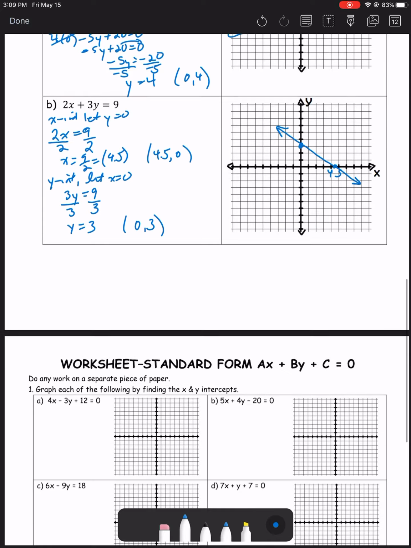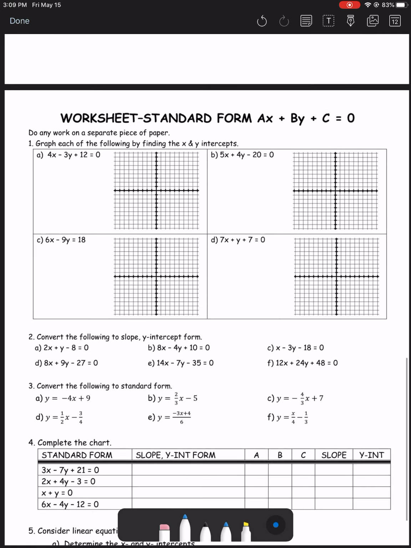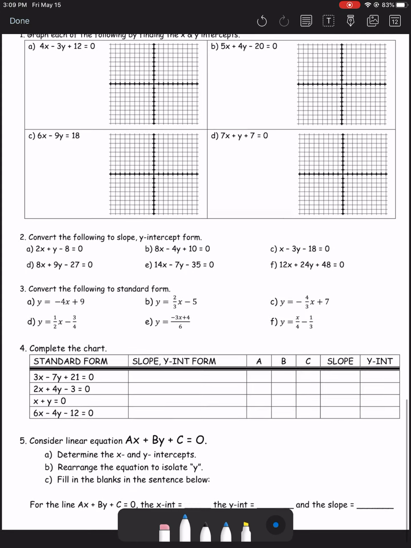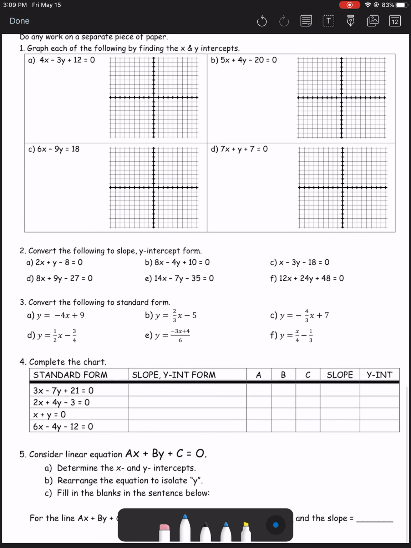The rest of this is a worksheet for you to practice all of this, okay? Question number 5 is a little bit trickier. You may notice some kind of patterns in question number 4. Otherwise, in question number 5, just take that equation and rearrange it to isolate y, and from there you may be able to figure out the answer to those blanks. I will post those answers like I always do though.